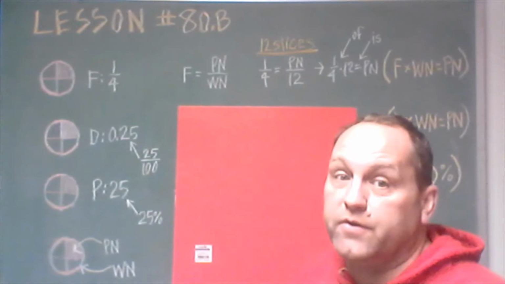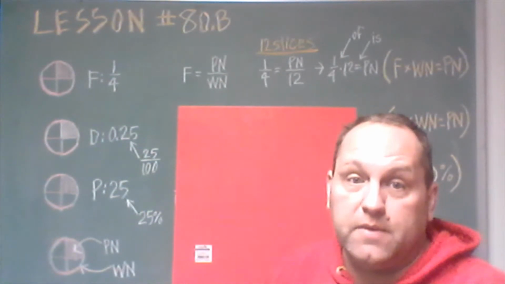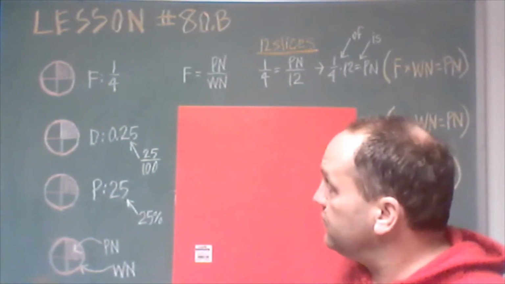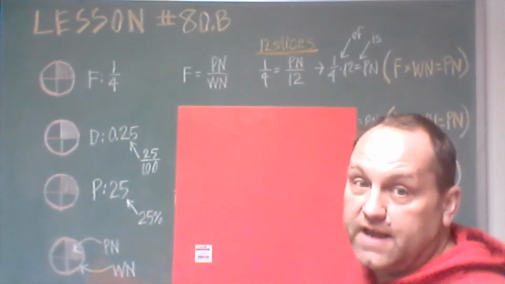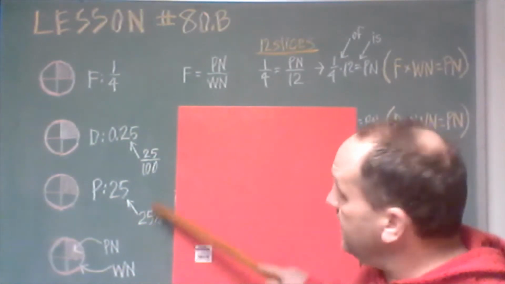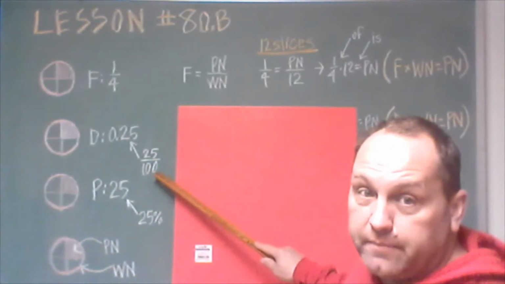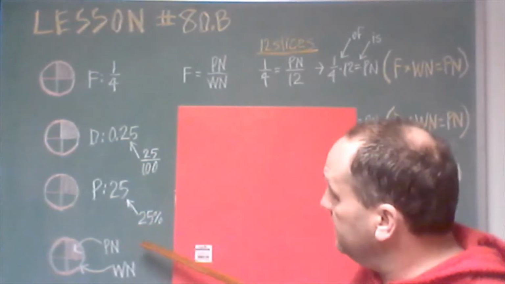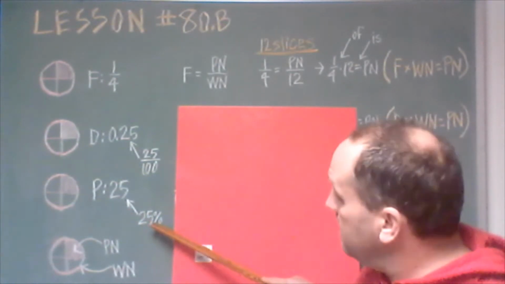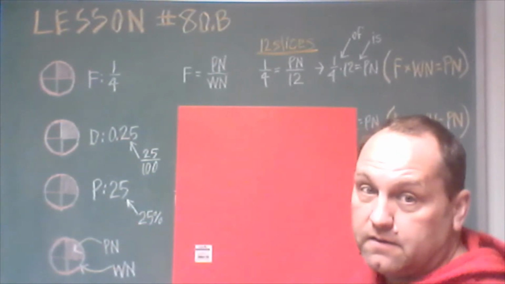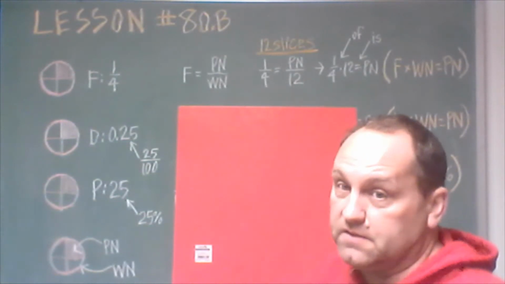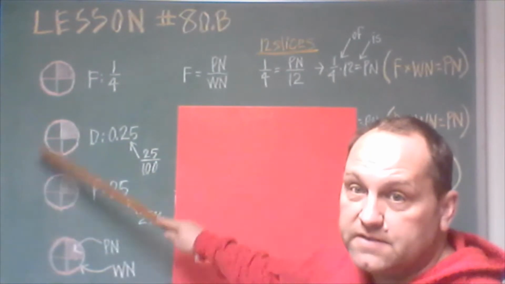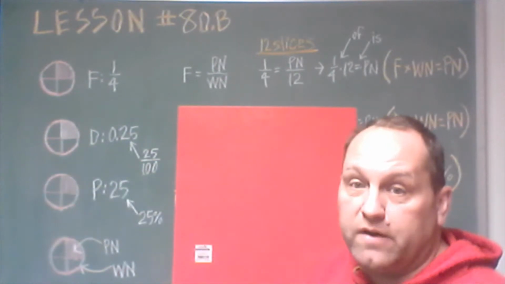There are 100 centimeters in a meter. There are 100 cents in a dollar. So I'm going to give you 25%. That's another way of saying that same fraction, 25 out of 100, 25/100ths. I'm going to give you 25 out of 100 pieces of pizza. It'd be like cutting that pizza into 100 pieces and I'm going to give you 25 of them.